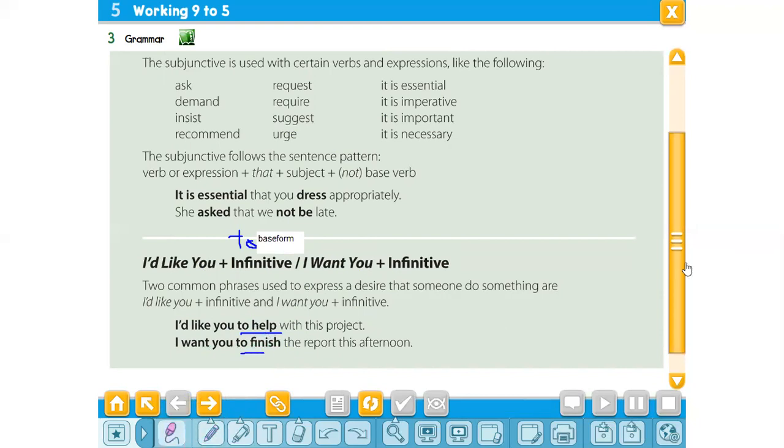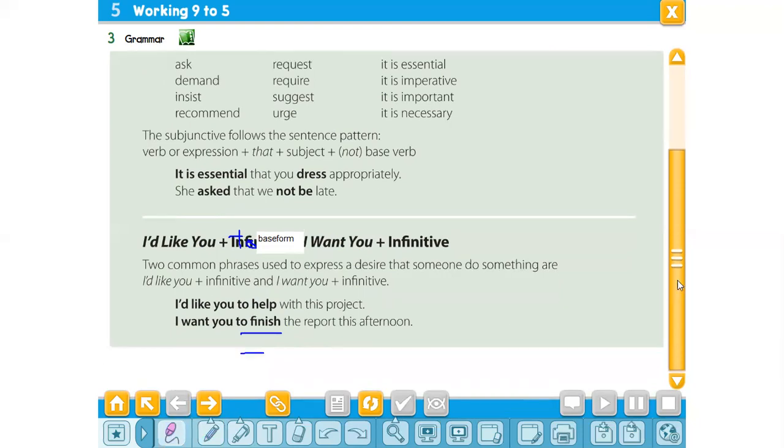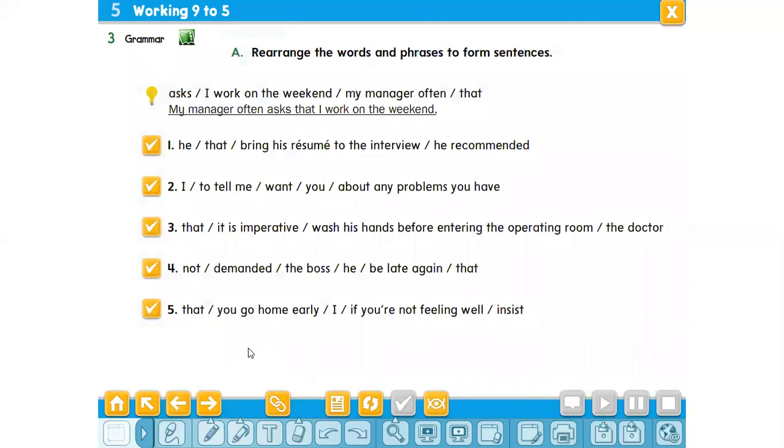Okay, is it easy for all? Now, can you answer the next exercise? Exercise number A, rearrange the words and phrases to form sentences. Asks, I work on the weekend. My manager often that.